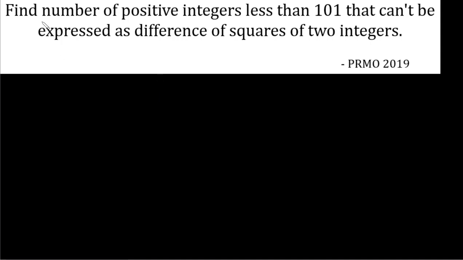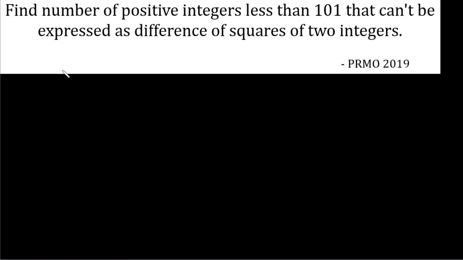The question asks us to find the number of positive integers less than 101, which cannot be expressed as a difference of squares of two integers. So this question initially looks kind of easy, and it is easy, but probably in the high stakes of the Pre-Regional Maths Olympiad, the students may not be able to find a quick solution for this one.